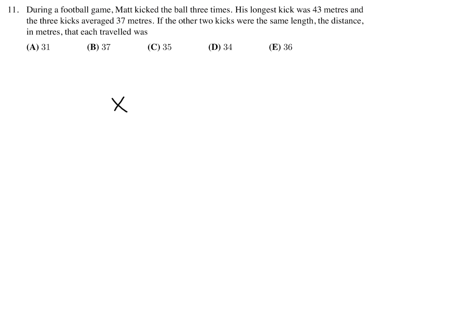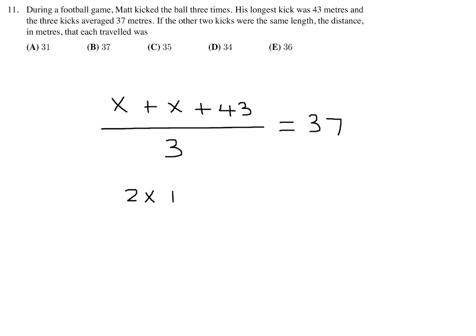So we have 3 kicks. We'll call them X, X, and 43. And we are told that the average, if you divide by 3, is 37. So this is the math equation. This gives me 2x plus 43 is equal to 3 times 37, which is 111. And therefore 2x is equal to 68, and therefore x is equal to 34. So each of those kicks that was equal in length is 34. And therefore number 11, the answer is D.